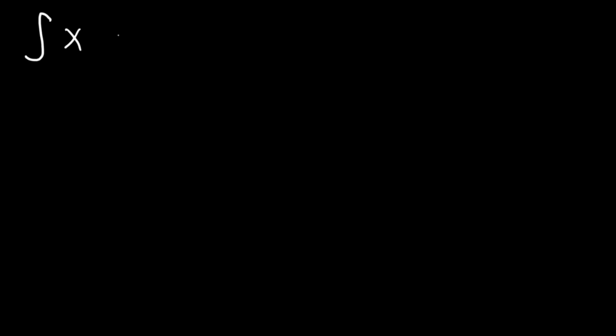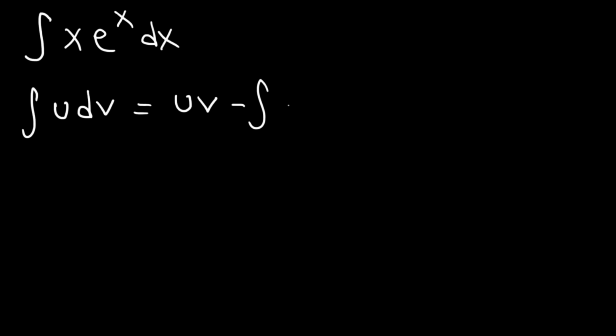So how can we find the indefinite integral of x times e raised to the x? To do this, we need to use something called integration by parts. The integral of u dv is equal to u times v minus the integral of v du. So we need to determine u, dv, v, and du. Let me put it in a different order.